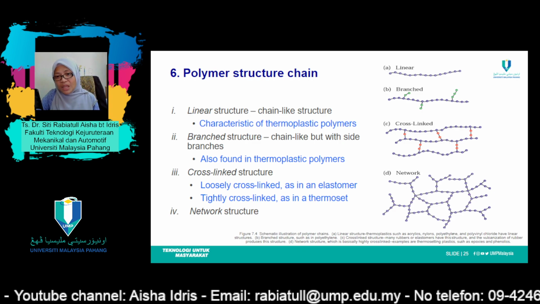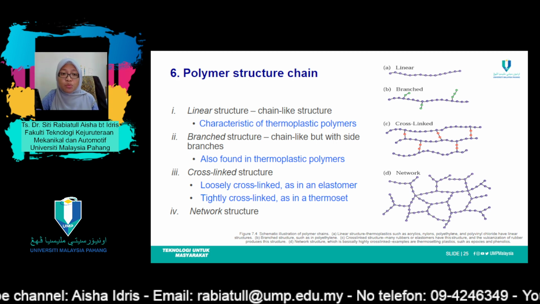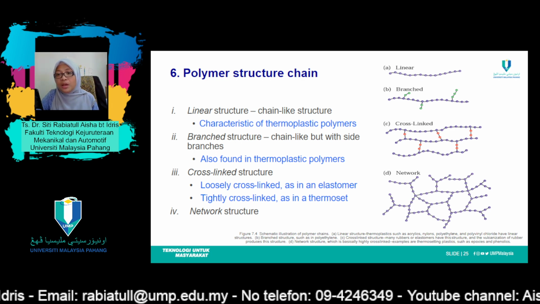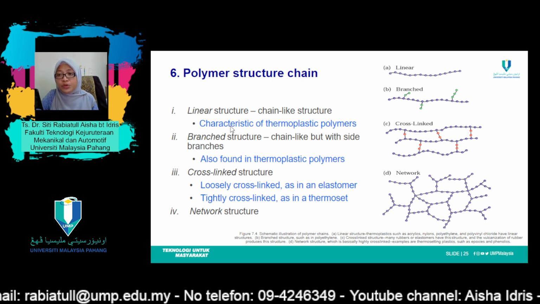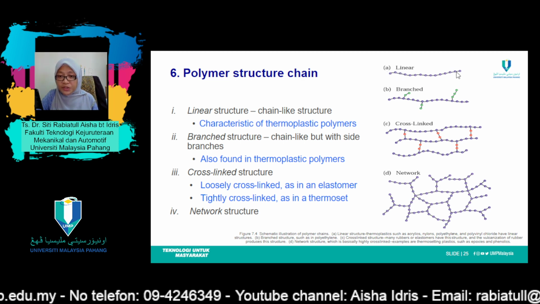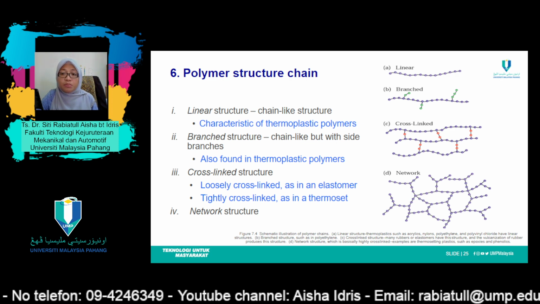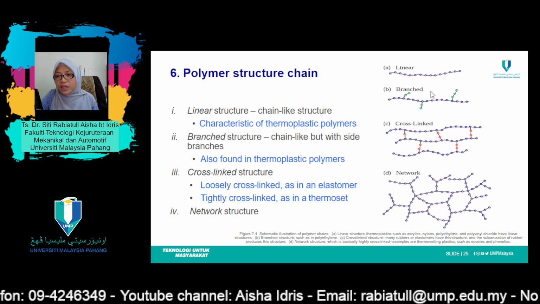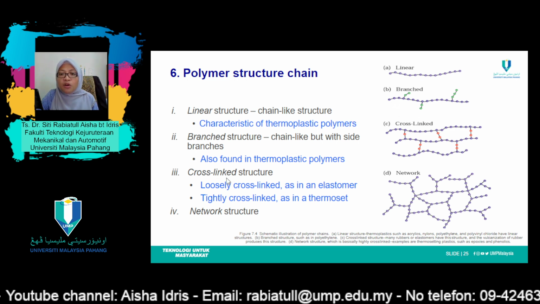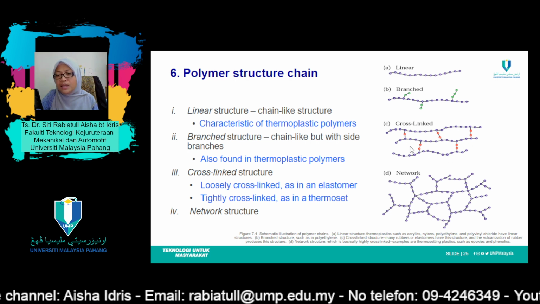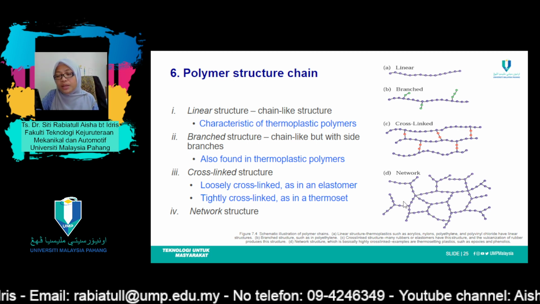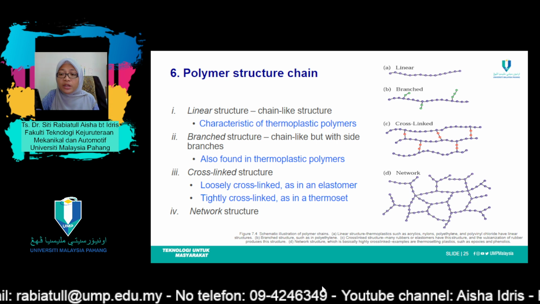Other than that, let's look at polymer chain structures. Polymers also have different types of chains. For example, the linear structure. If you look at figure A over here, this is a linear chain, commonly found in thermoplastics. Branched structure, B, can also be found in thermoplastic polymers. Cross-linked structure is normally found in thermosets or in elastomers. Network structure is normally found in thermosets.